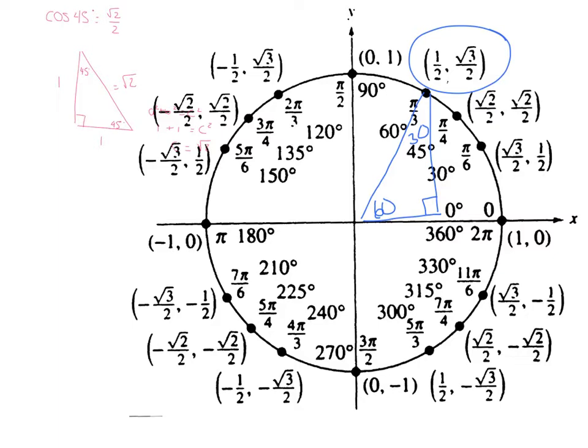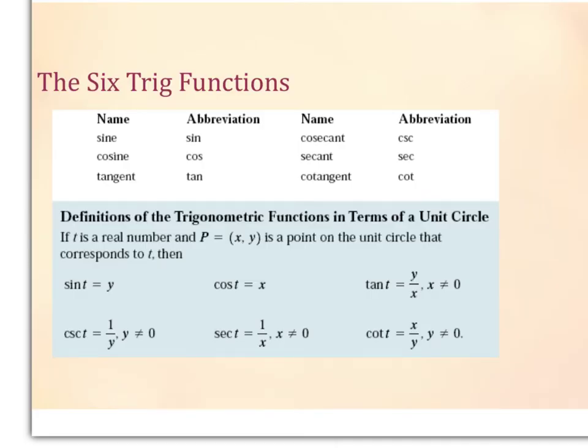Remember SOHCAHTOA. Sine is opposite over hypotenuse. Cosine is adjacent over hypotenuse. Tangent is opposite over adjacent. All right, so the 6 trig functions. If I'm looking at the unit circle, I can evaluate my trig functions here. Something to keep in mind, sine of an angle is always going to be y on the unit circle. Cosine of the angle is always going to be x. Tangent is always y over x.